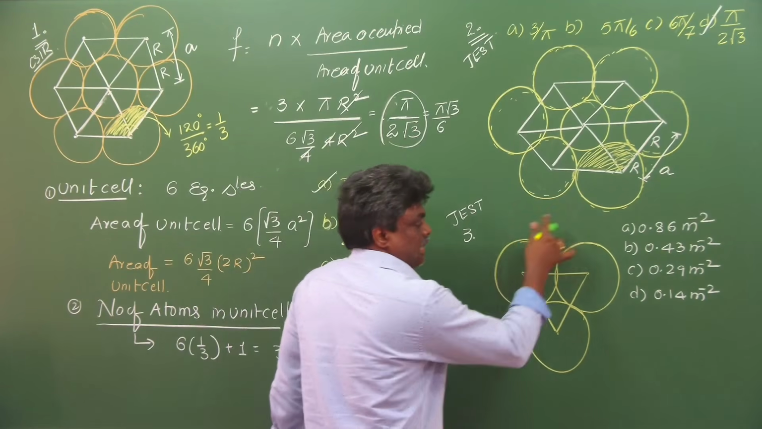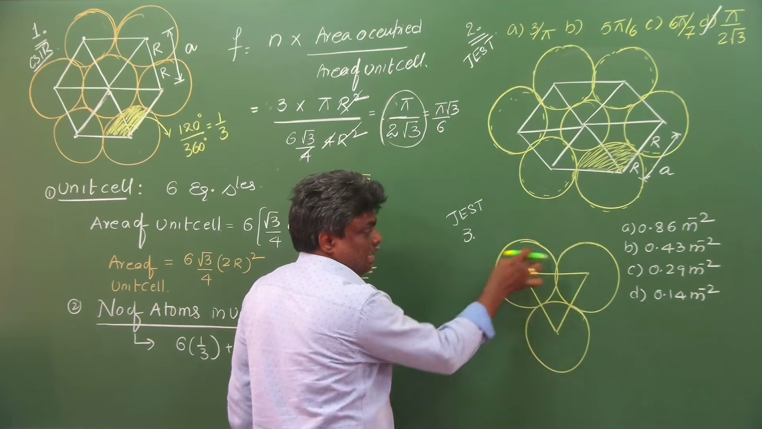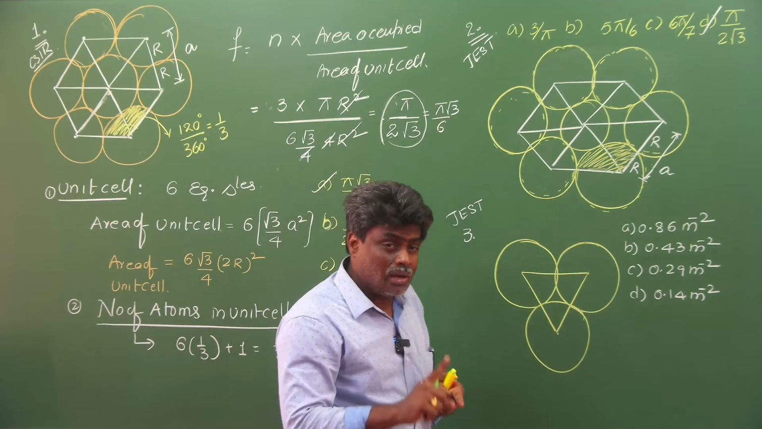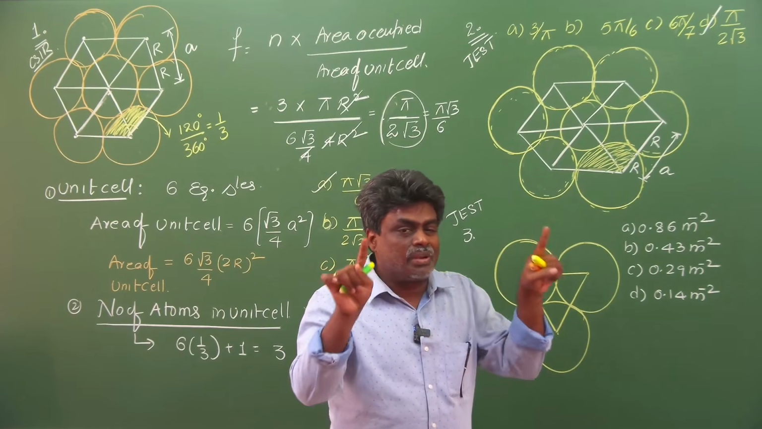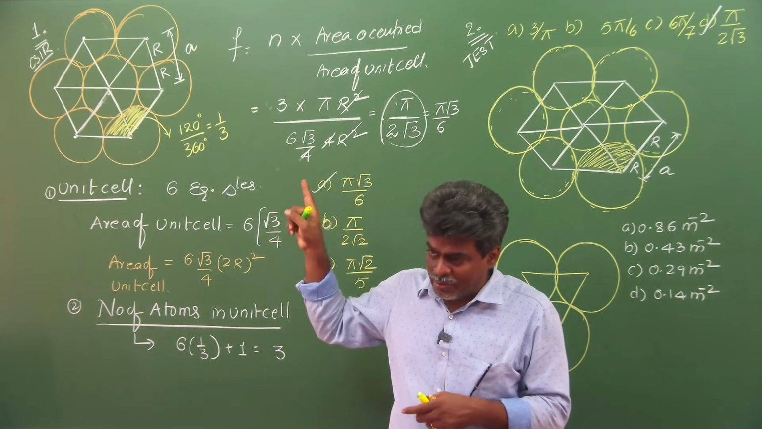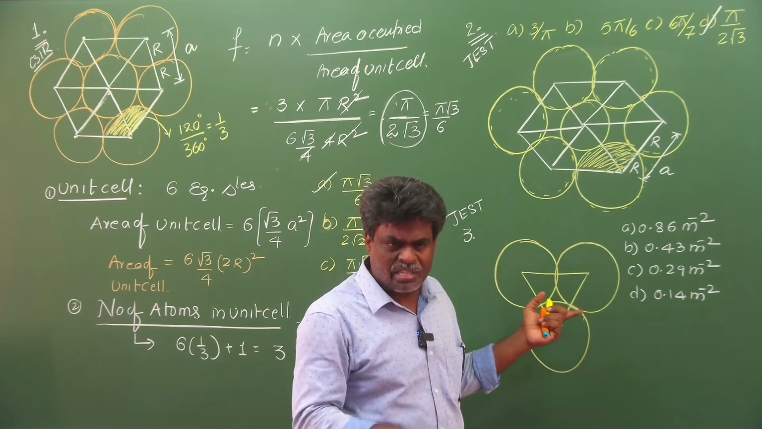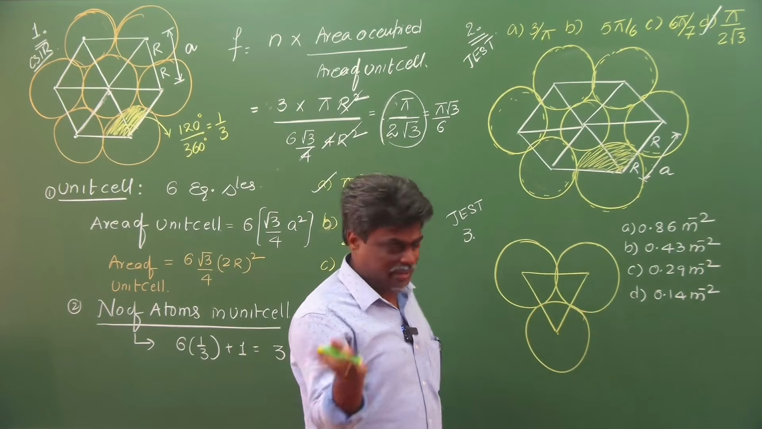Right. See, here we have a triangle. In this triangle, how many atoms are there? Three. What is he asking? The number of disks per unit area. Then you need not take the total unit cell. Earlier, packing fraction was asked, that's why we took the total unit cell. Here you need not take a unit cell. Simply, what is he asking? Number density.